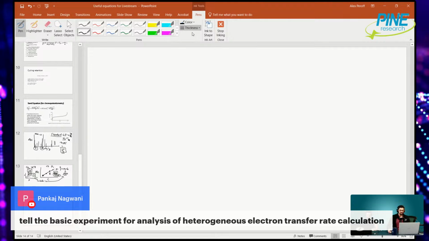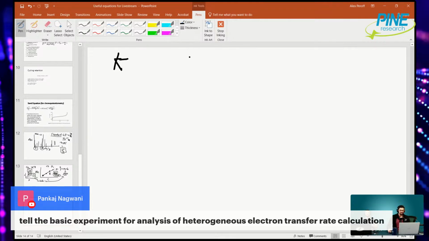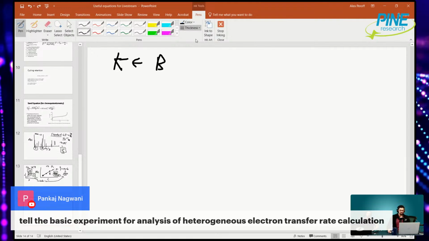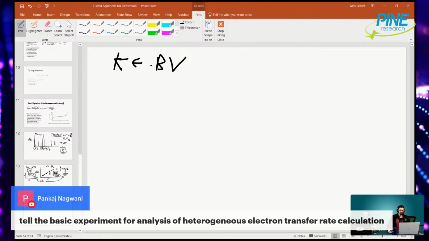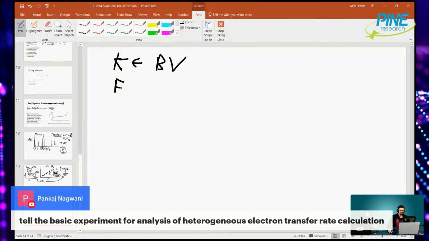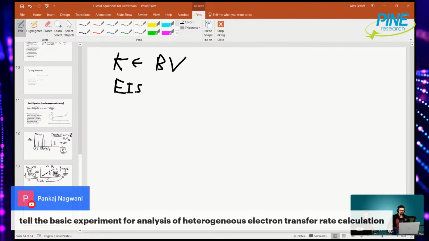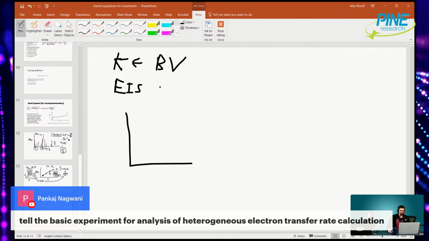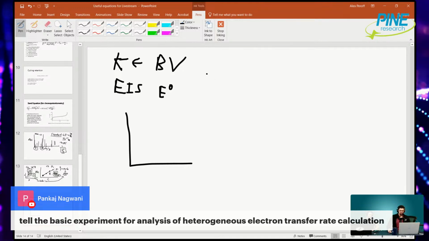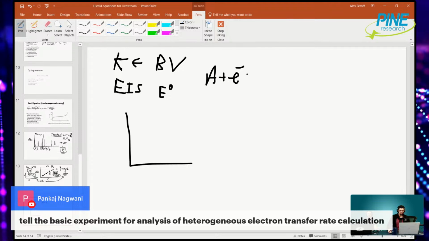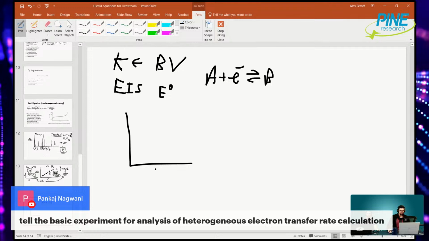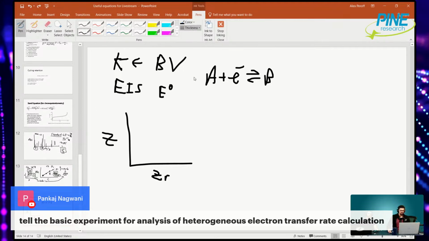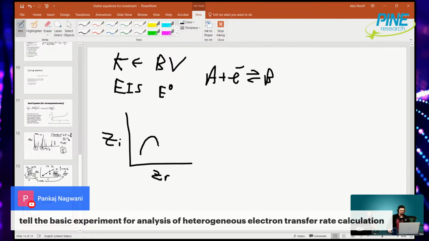First off, we're talking about the determination of the heterogeneous rate constant, sometimes called K, and this shows up from the Butler-Volmer equation, the BV equation. This can come about in a few different ways. One thing you can do is EIS. If you have a traditional 3 electrode system and you do EIS around the E naught of your reaction, and let's say we just have A plus an electron goes to B, and it's reversible, then you have Z real and negative Z imaginary. You get these Nyquist plots that look something like this.